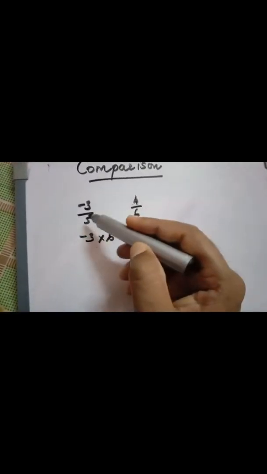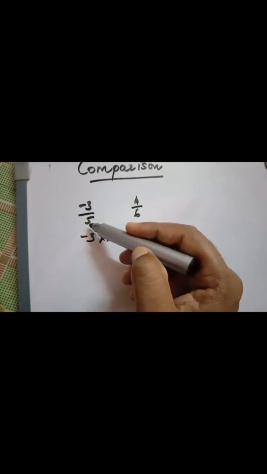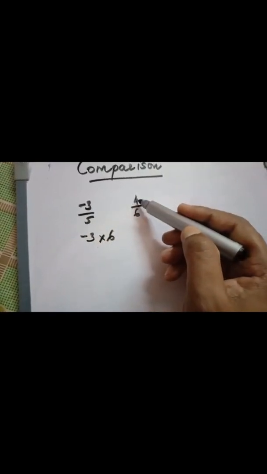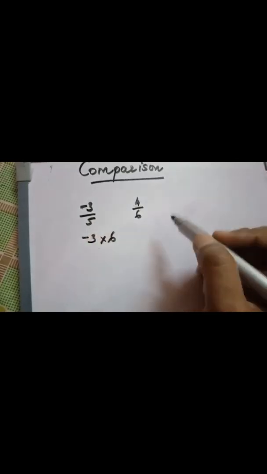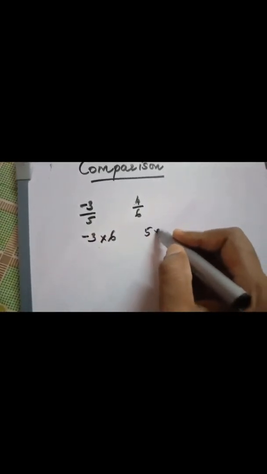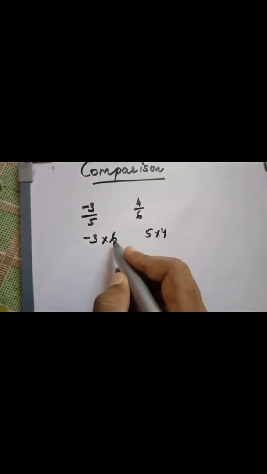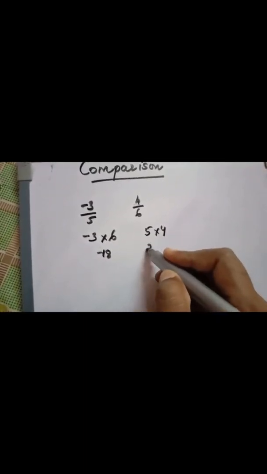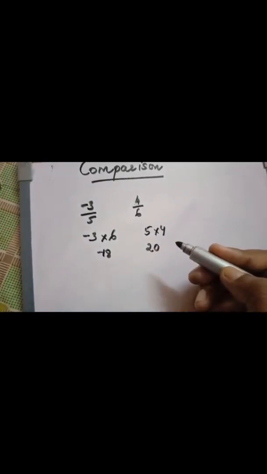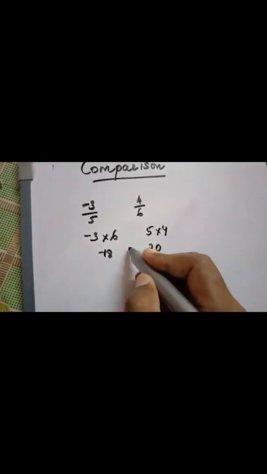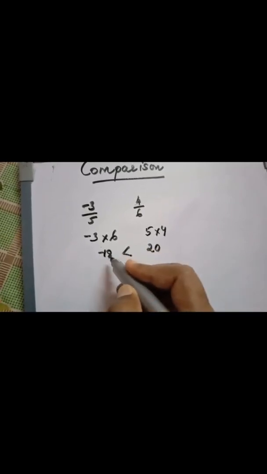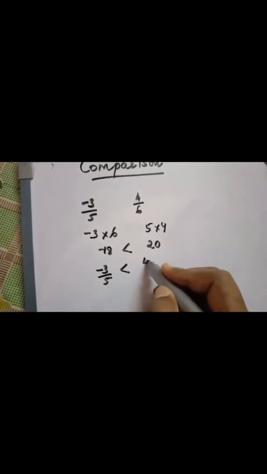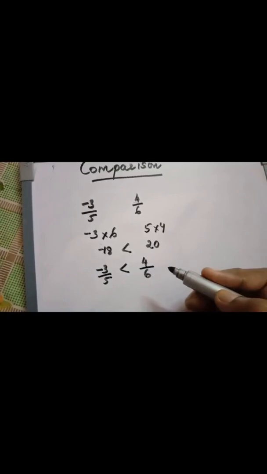Then the first denominator is multiplied with the second numerator. So 5 multiplied by 4. Now minus 3 multiplied by 6 is minus 18 and 5 multiplied by 4 is 20. And we can see that 20 is greater than minus 18. Hence, the first rational number minus 3 upon 5 is less than the second rational number 4 upon 6.